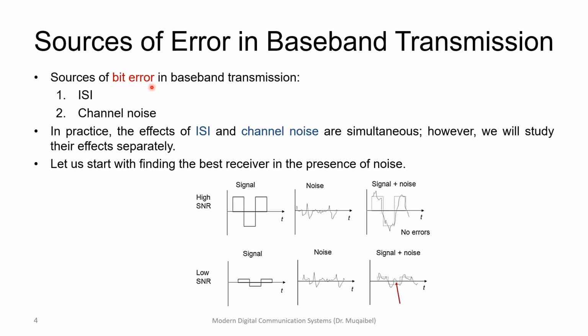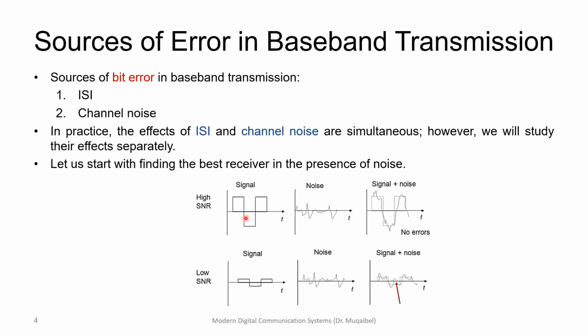Now, the source of bit error in baseband transmission is either ISI or channel noise. As I mentioned, we will study them separately, and then we can have a better understanding. So let's start by looking at noise, assuming that there is no ISI. We have two examples here. The upper one is a high signal to noise ratio example. A high signal to noise ratio means that the noise relative to the signal is small, or the signal relative to the noise is high.